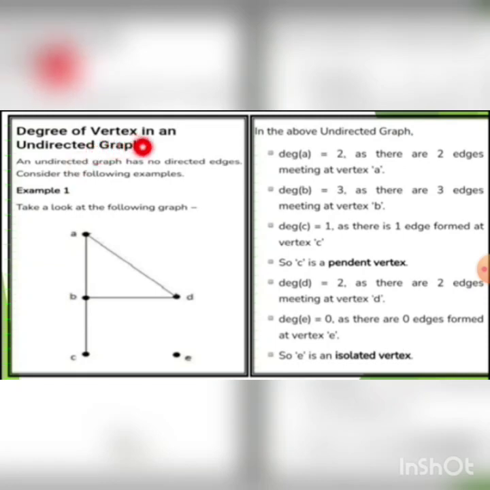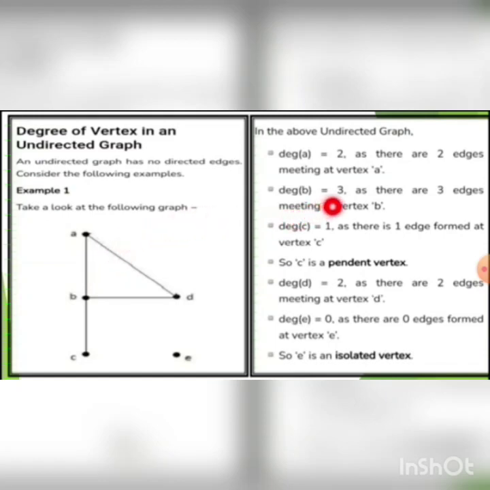Degree of vertex in an undirected graph. An undirected graph has no directed edges. Consider the following example. Take a look at the following graph. In the above undirected graph, degree of A is equal to 2 as there are two edges meeting at vertex A. The two edges are AB and DA, which are meeting at A.